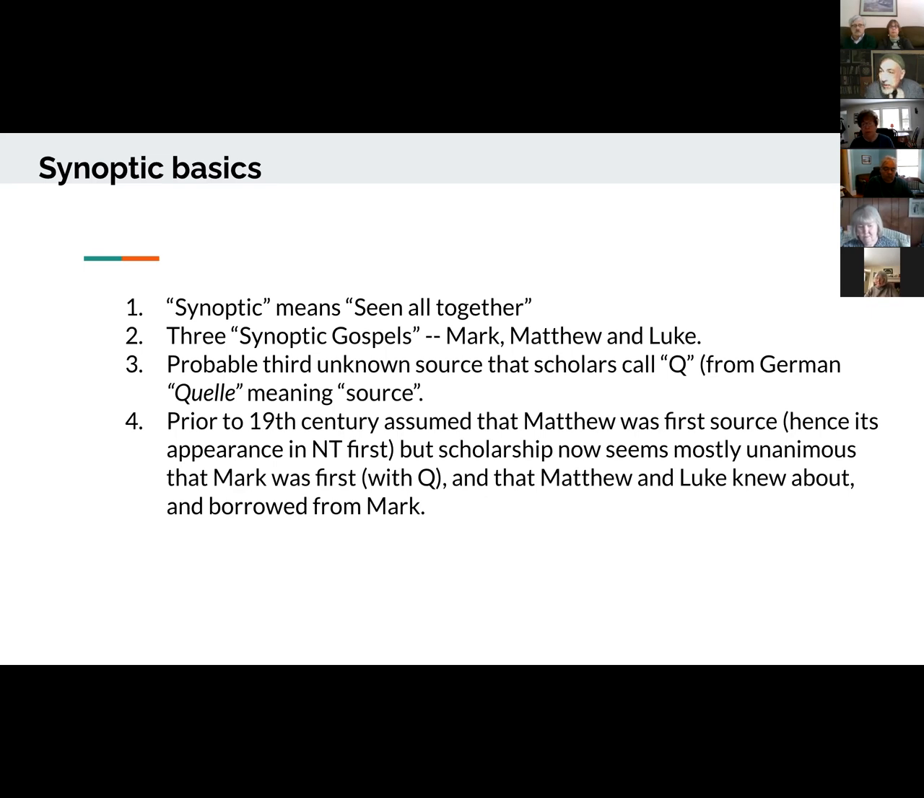So there are three synoptic gospels: Mark, Matthew, and Luke. And we traditionally, when we talk about the gospels, oh, here's Helen. Dottie just arrived. Excellent, great. Yes. Welcome, Helen and Dottie. Thank you.